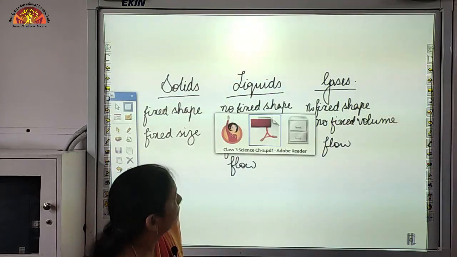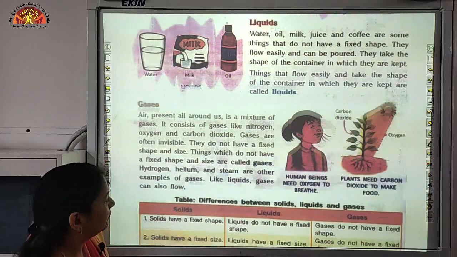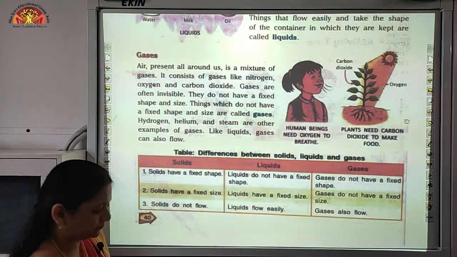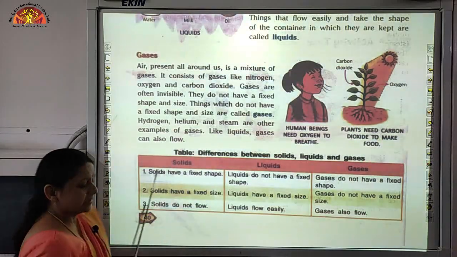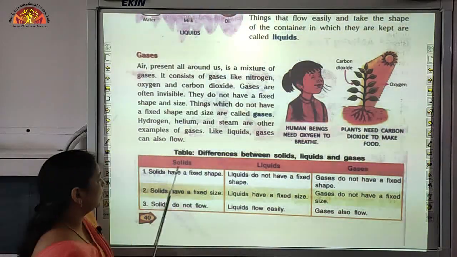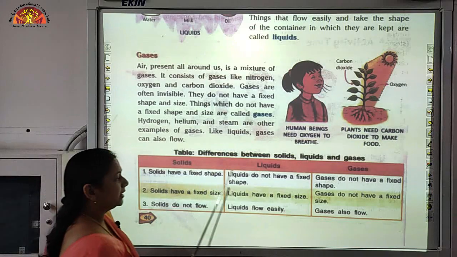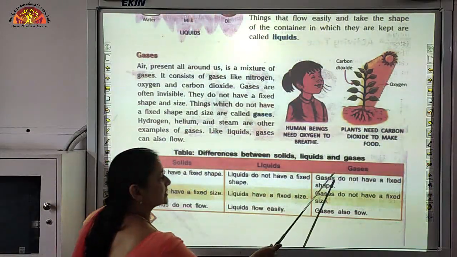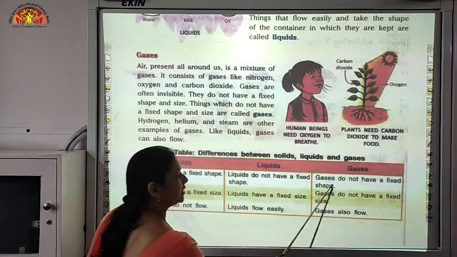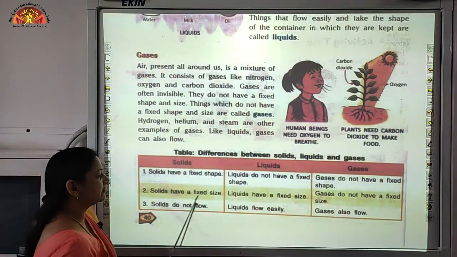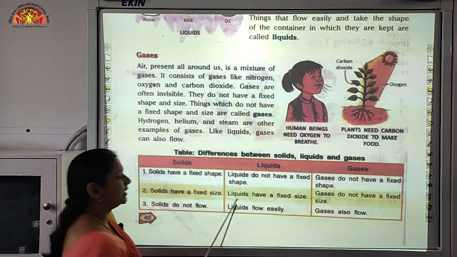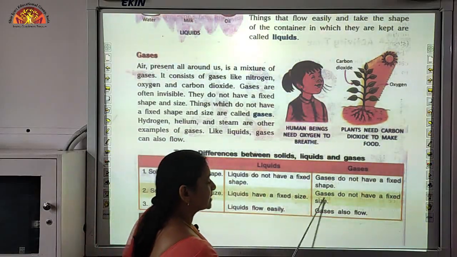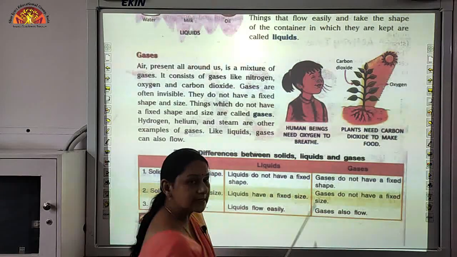So, we have the differentiation table here. Solids, what about solids? They have a fixed shape. Liquids do not have a fixed shape. Gases, again, do not have a fixed shape. Solids have a fixed size. Liquids also have a fixed size, and gases do not have a fixed size.